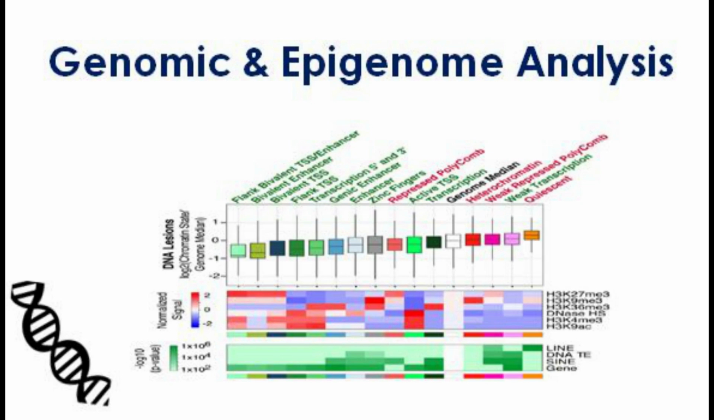This graph shows box plots of the DNA lesion abundance at the top. The middle panel shows the mean of the histone modification and DNase I hypersensitivity for chromatin states. The bottom panel shows the enrichment significance of genes and repetitive features.